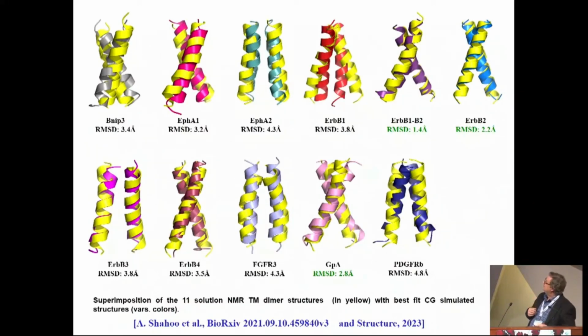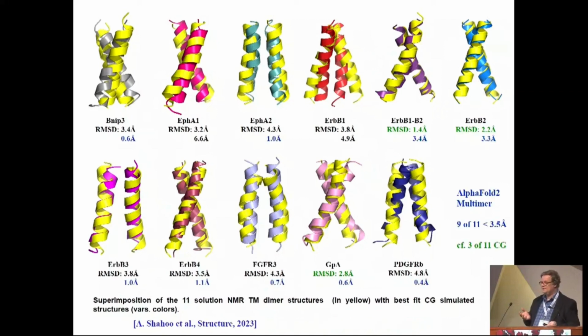We did this for 11 systems where the structures had been determined by NMR spectroscopy, mostly in bicelles, but some in detergent, and then compared the coarse-grained results to those NMR structures. And the results are not that great. So there are some which do very well. Here, 1.4 angstrom, RMSD 2.2, 2.8, but many are above 3.5, 4 angstrom even. So the coarse-grained force field is not really good enough at discriminating the packing of helices that is required. And there's often a sliding of helices.